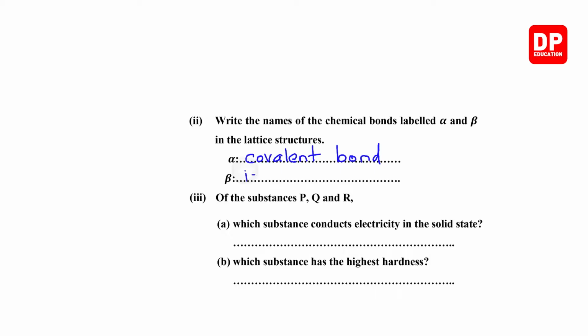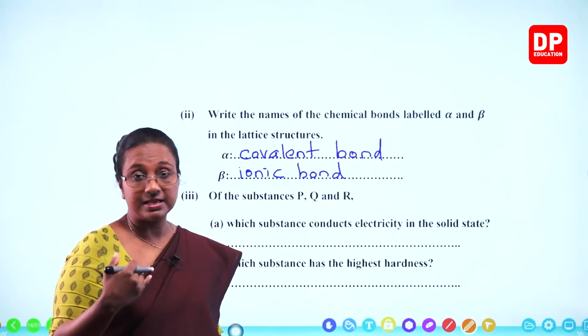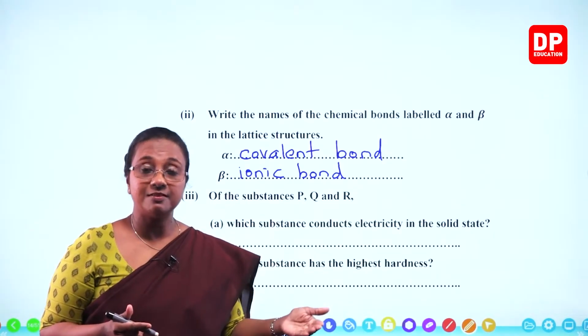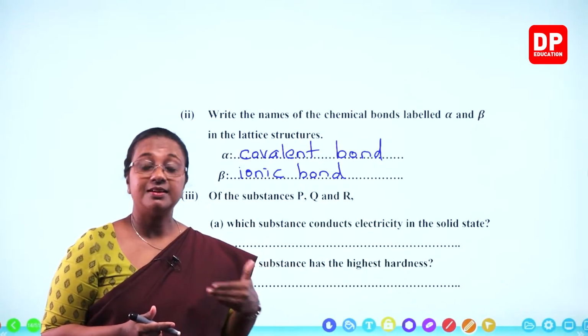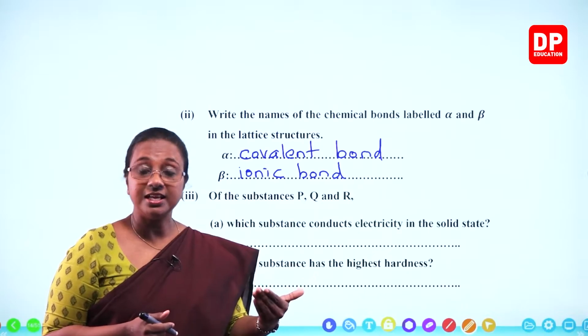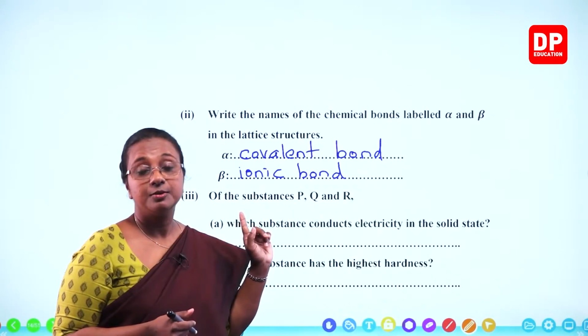And beta is ionic bond. You all know the difference. In a covalent bond, electrons are shared between atoms. In an ionic bond, one atom loses the electrons and forms the cation, whereas the other atom gains the electron and becomes the anion. And the electrostatic interaction between the two ions is the ionic bond.